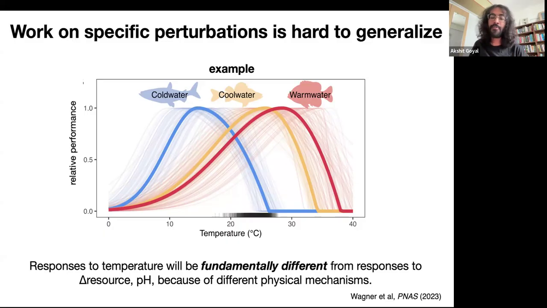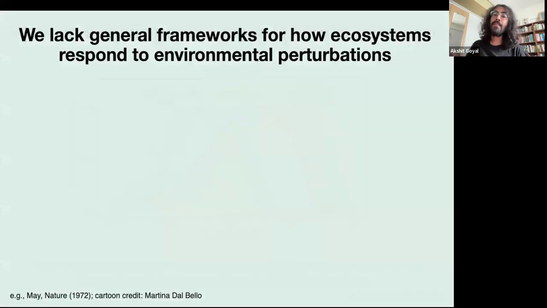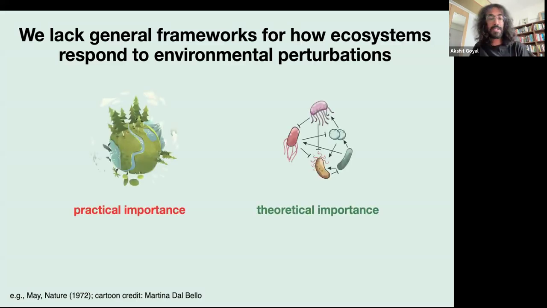And so it's because of these differences in physical mechanisms that work on specific perturbations seems hard to generalize. And so what that leaves us is that we still don't have the general framework to answer the question of how ecosystems respond to environmental perturbations. And of course, this is something we should care about, right? This is something that has both practical importance as well as theoretical importance.